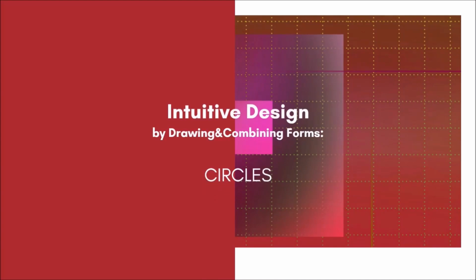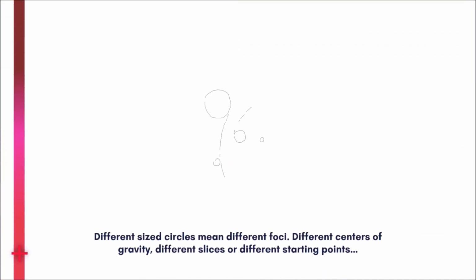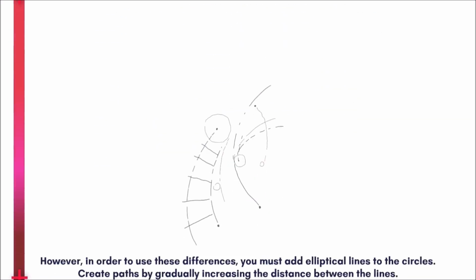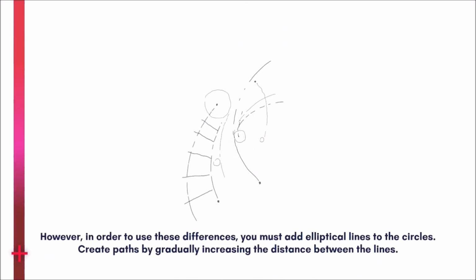Intuitive design by drawing and combining forms, circles. Different sized circles mean different foci. Different centers of gravity, different slices or different starting points. However, in order to use these differences, you must add elliptical lines to the circles.